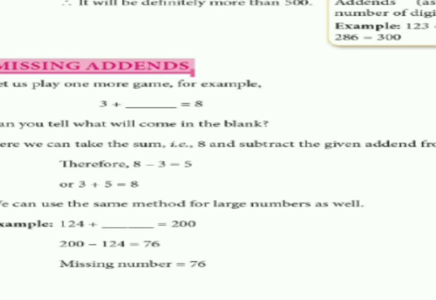Like in the first one, let's play more games, for example: 3 plus what number should we add to 3 so that the answer is 8? Here 8 is the greater number, so you will just subtract the 3 from 8 to get the second number. If I subtract 3 from 8, I get the answer 5. So 5 is the only answer for these blanks.